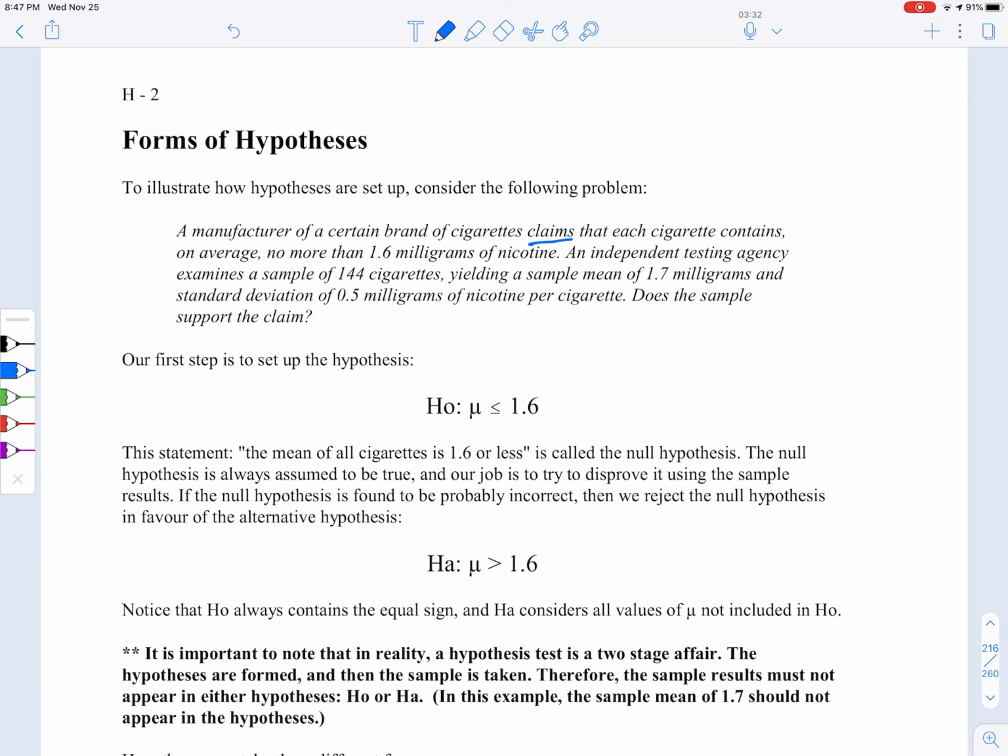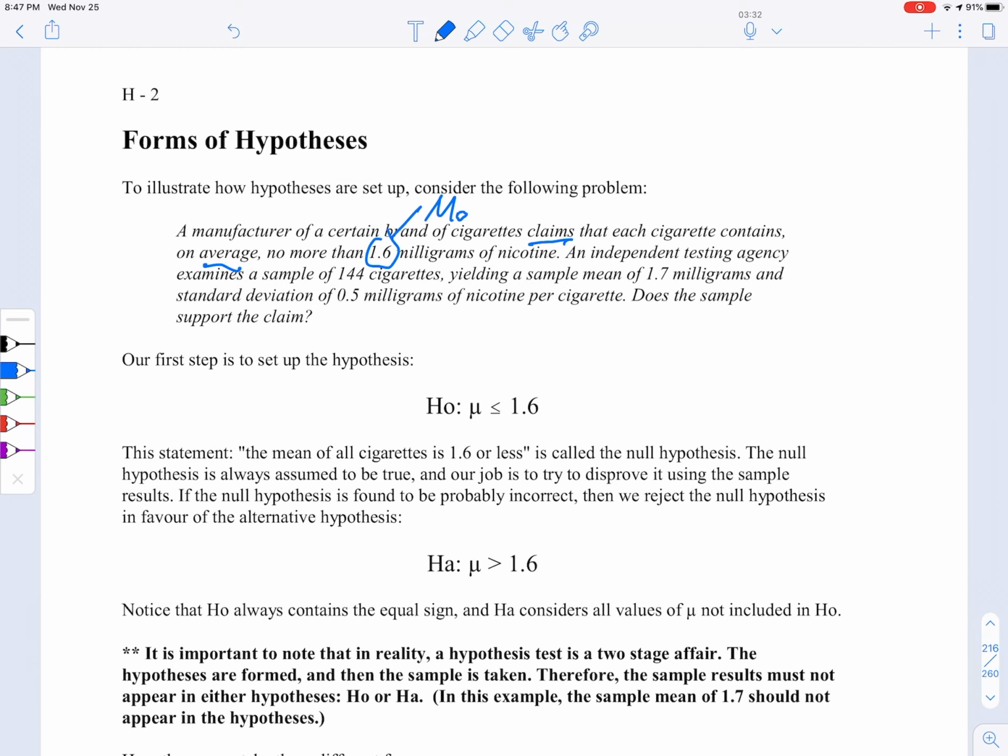Manufacturer of a certain brand of cigarettes claims. Whenever you see the word claims, you know that you're talking about a hypothesis test. The big word for confidence intervals is estimate, estimation. But here we're talking about claims. And so it's a claim about a population parameter, in this case, a mean.